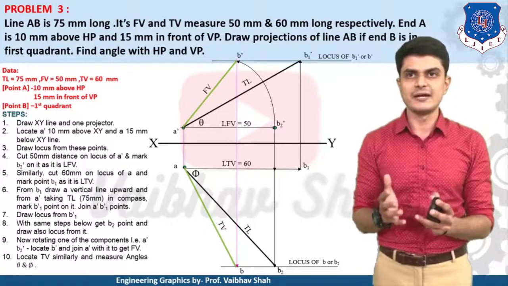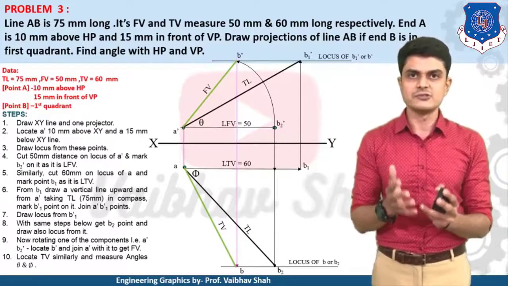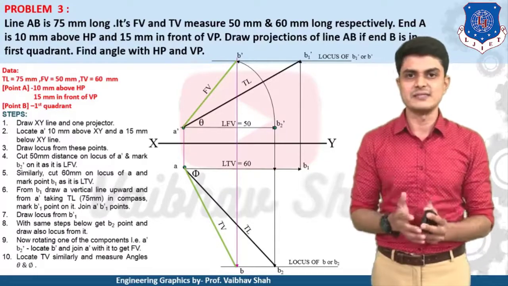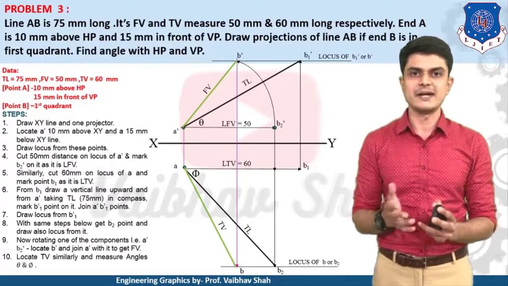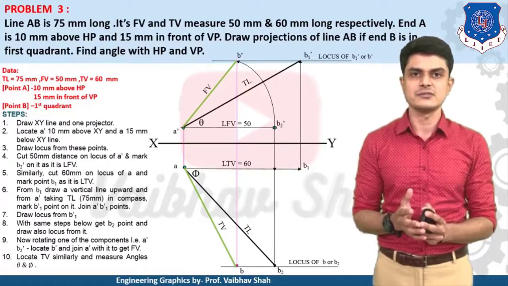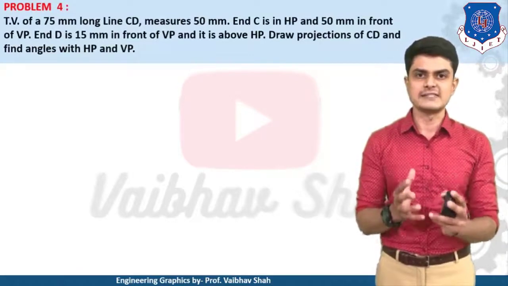So now you need to find out whichever is asked in your examination. Here, find out the angle with HP and VP. That's why you need to find out theta and phi in this case. Then you can have your answers done. After that, you need to write down the answers at the end of your examination. So now let us move ahead and check another example.